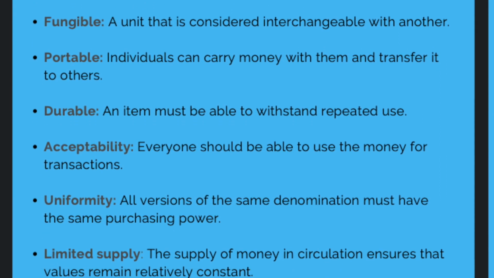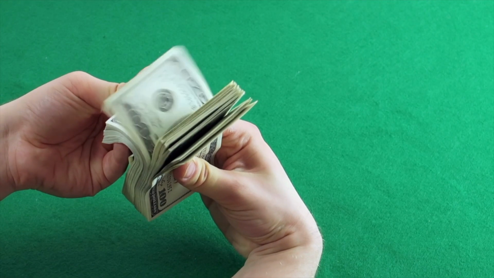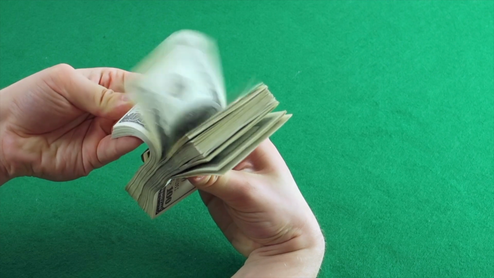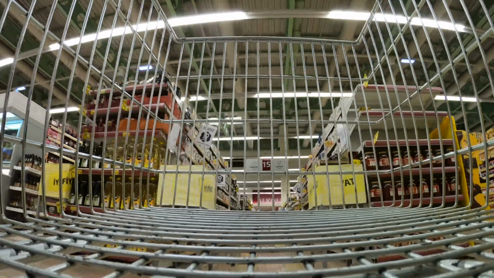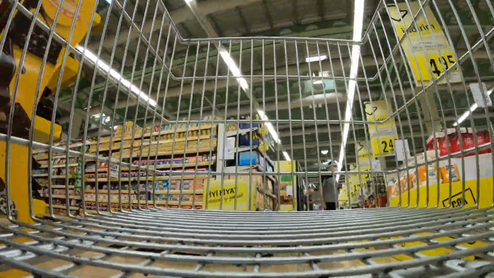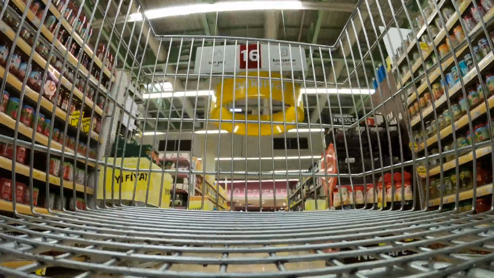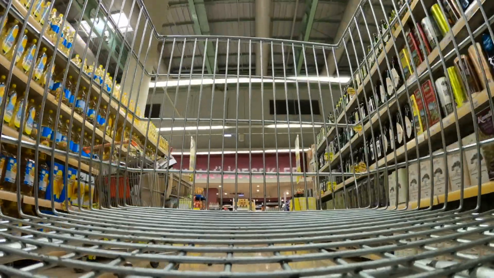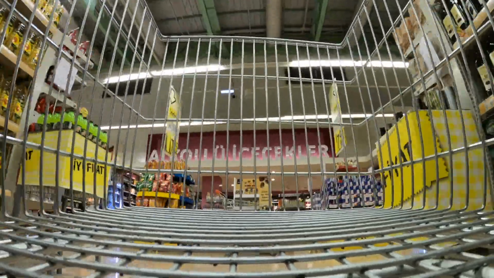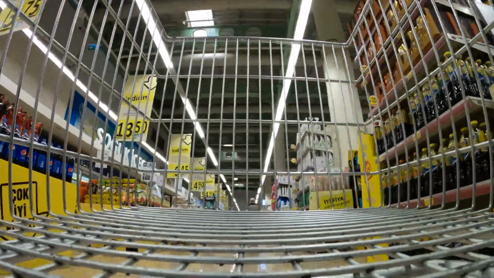First of all, it needs to be divisible, right? So that means that it can be made into smaller units of value. It needs to be fungible, so that means it needs to be interchangeable for something. It needs to be portable, so that means you need to be able to transport it easily from one place to another, which sometimes with gold and silver, depending on how much ounces or grams or kilos that you're carrying, that would make it very hard and very heavy.